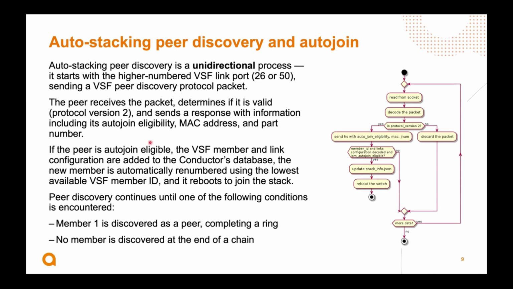This process will continue on each switch in line until you encounter one of the following two conditions. You discover member one as a peer, which means you have gone all the way around and looped back to the starting point of your ring topology. Or if you're building a stack with a chain topology, you see no member at the end of the chain. Your peer discovery runs, but the VSF link is down because there's no eligible member at the other end of the link. At that point, your stack is fully provisioned and is available for configuration.